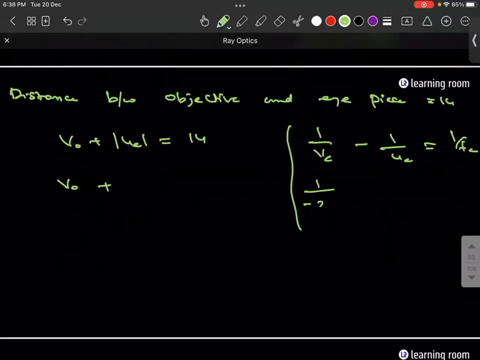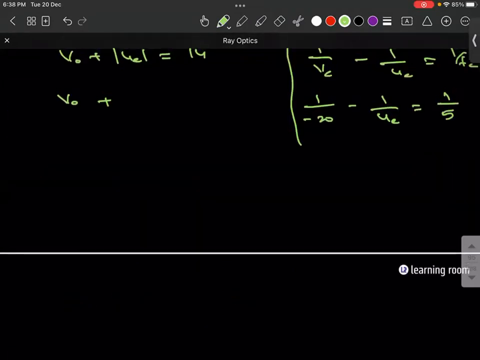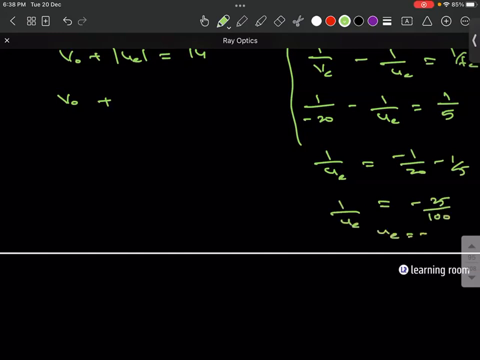So 1 by VE, minus 20, minus 1 divided by UE is equal to 1 divided by FE. How much is FE? FE is 5. So 1 divided by UE is equal to minus 1 by 20 minus 1 by 5, which is minus 25 divided by 100. So UE will be equal to minus 4 centimeter.